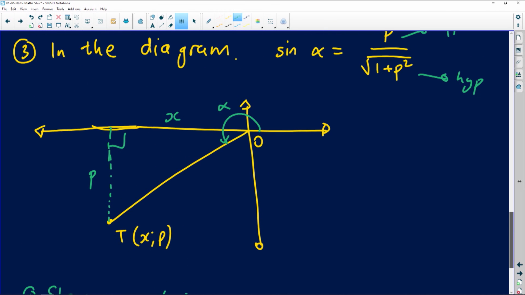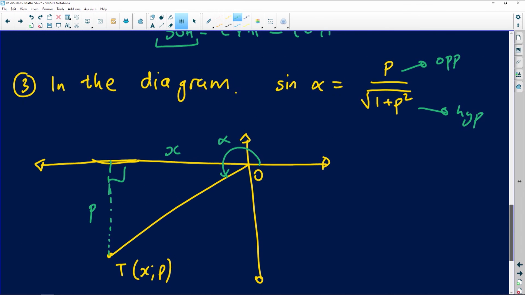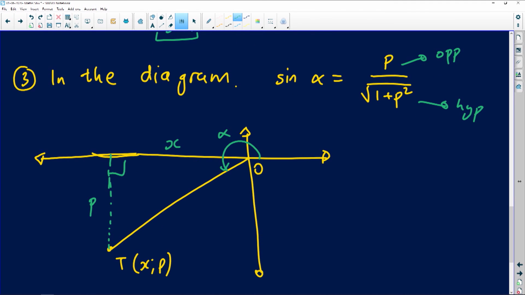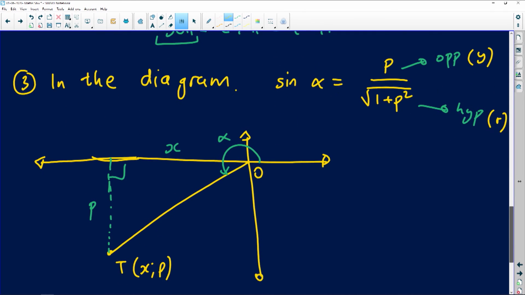I'm going to go back to the diagram, right? And think about what I'm looking at. As far as this is concerned, the sine of the angle must be the opposite side divided by the hypotenuse side. So sine is opposite over hypotenuse. If we think about it in the context of y as an axis, this would be your y, and this will be your r. Y over r will be your sine.